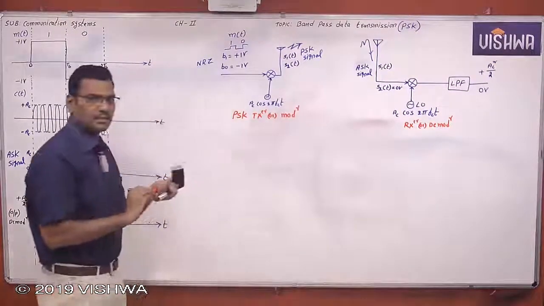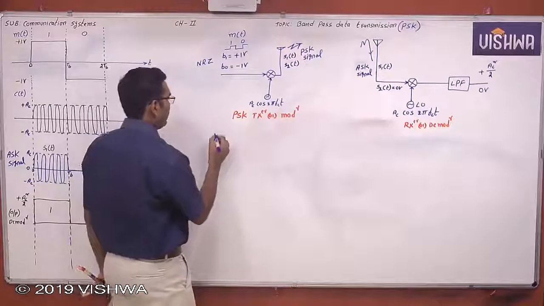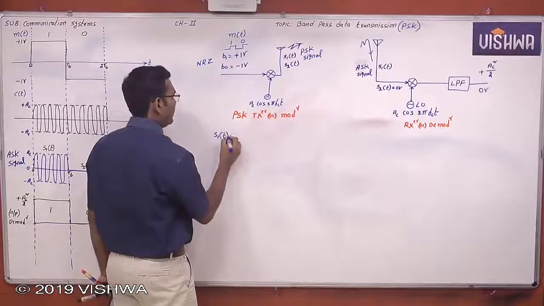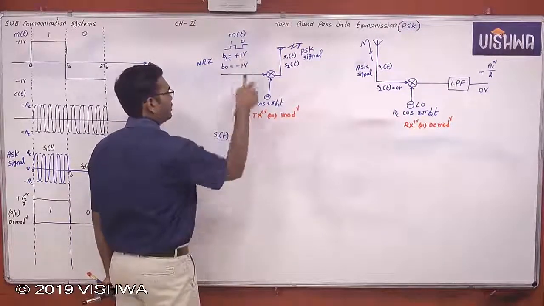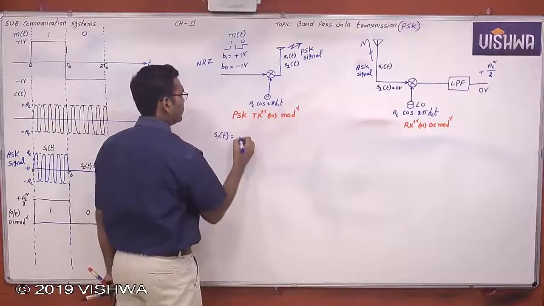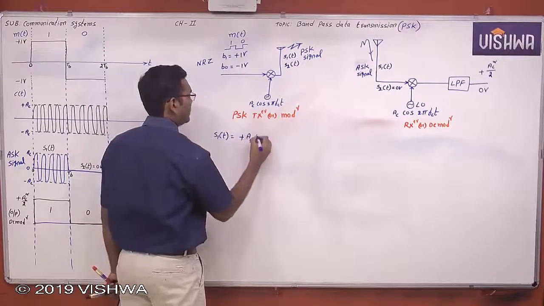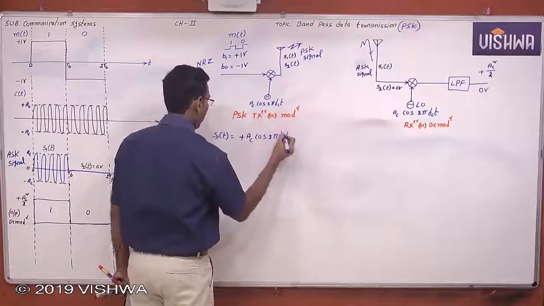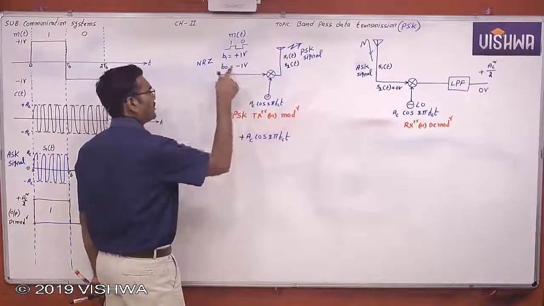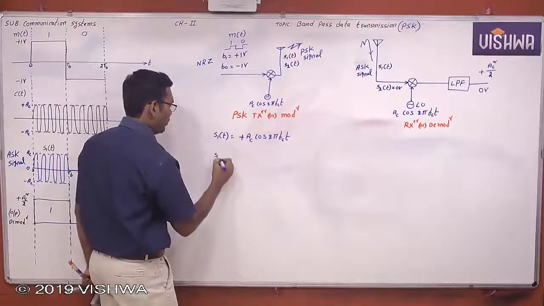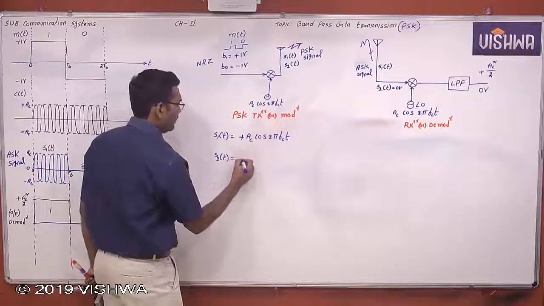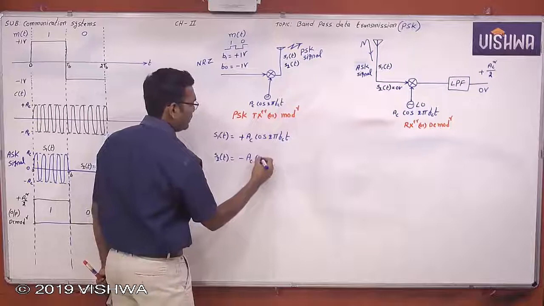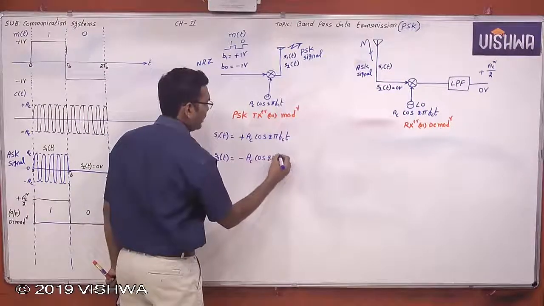Now let us check here. What is S1 of t? S1 of t is equal to plus 1 volt multiplied with Ac cos 2 pi fct. Next, Ac cos 2 pi fct multiplied with minus 1 volt. Therefore, this is nothing but minus Ac cos 2 pi fct.